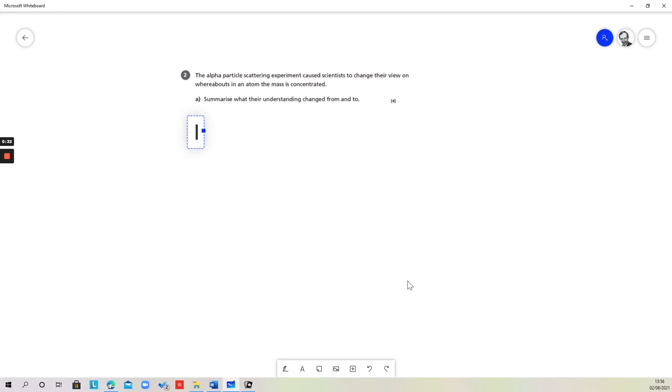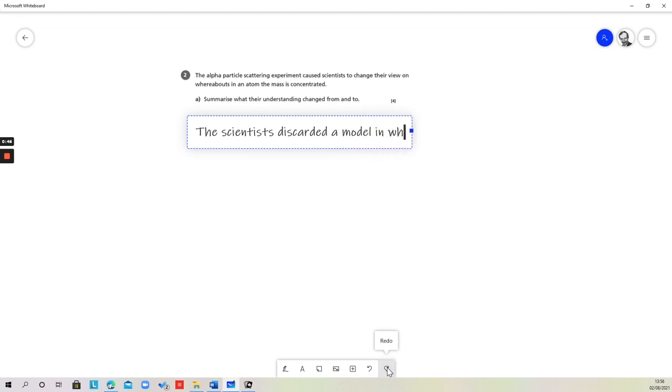to the older one. So let's start off by talking about the model that was displaced, and these were scientists who changed these models. So let's talk about here the scientists that discarded a model, and let's identify the key characteristics of this, in which the mass was evenly distributed. Okay, this is the so-called plum pudding model here, in which the mass was evenly distributed throughout the atom.